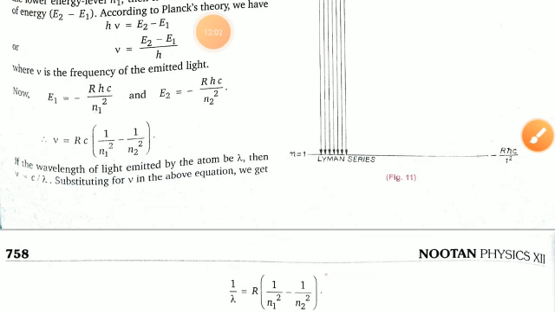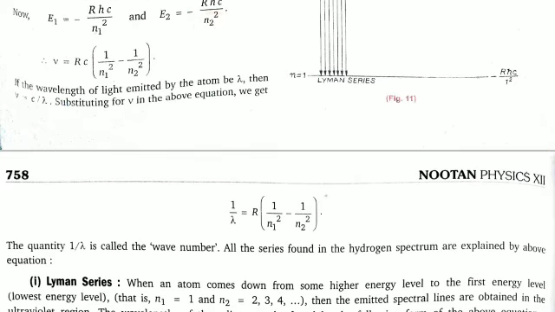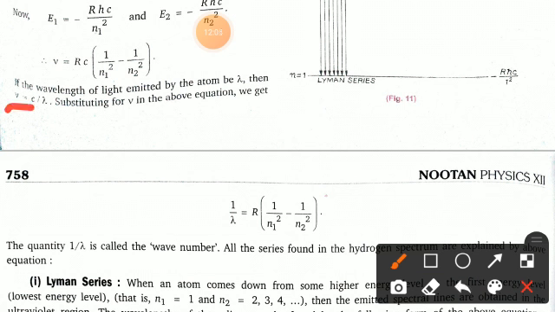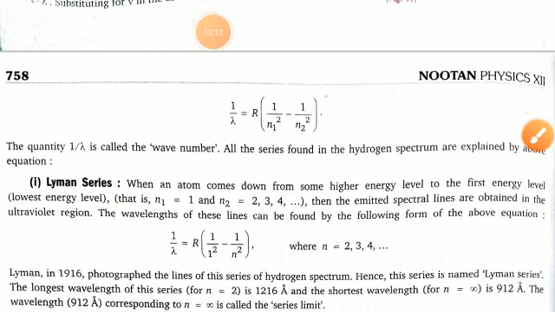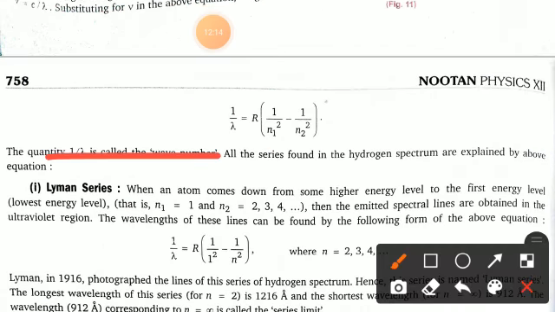So if the wavelength of the light emitted by the atom is lambda, then c equals νλ, that is ν equals c by lambda, and substituting the value of ν in the wave equation, you will get this. Now the quantity 1 upon lambda is called the wave number. So all the series found in the hydrogen spectrum are explained by the above equation.